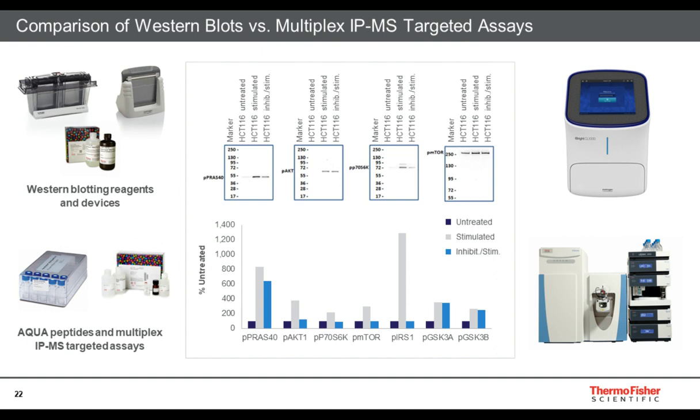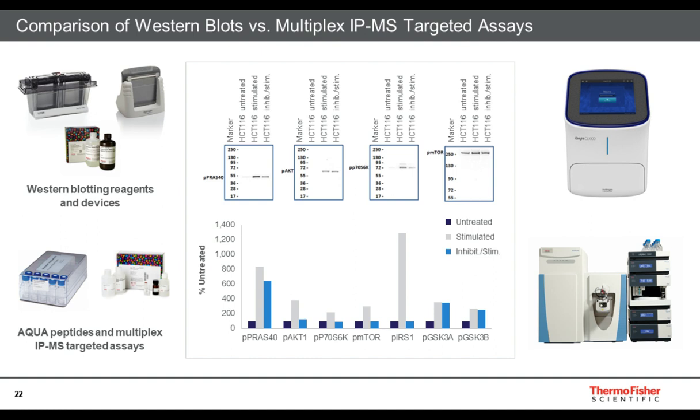And if you look at the bottom panel, that's the representation of the multiplex IP-MS assays for AKT mTOR pathway targets. The blue bar is the untreated, the gray one is the stimulated, and the other is the inhibition followed by stimulation from the same HCT116 cancer cell line. As you can see, a lot of these pathway targets are upregulated upon the human IGF-1 stimulation, such as PRAS40, AKT, P70S6K, mTOR, phospho-IRS1, GSK3 alpha, and beta. So all these targets were upregulated upon stimulation.